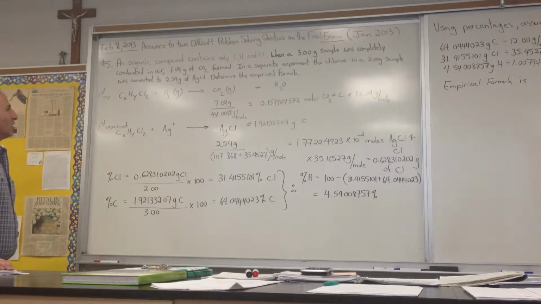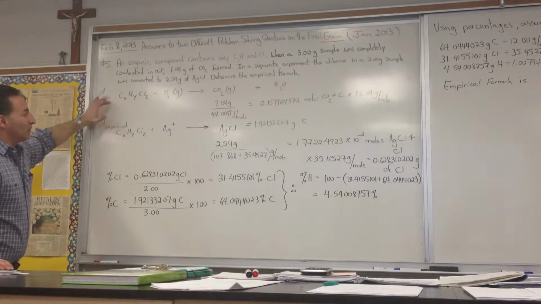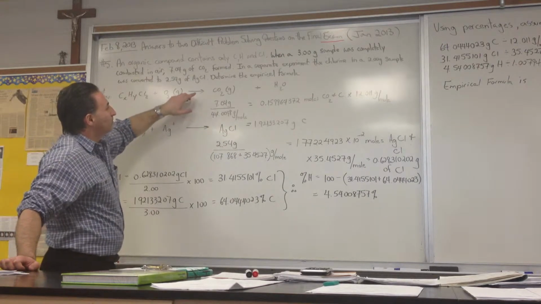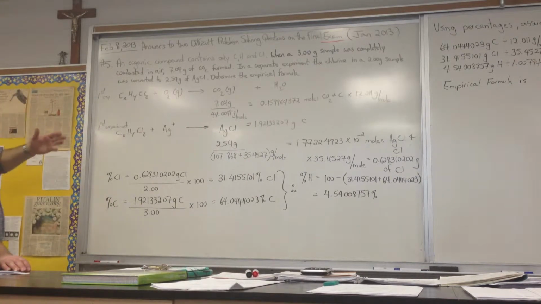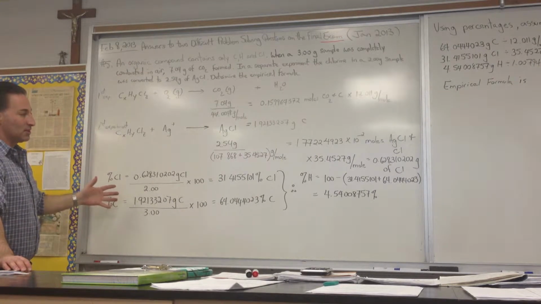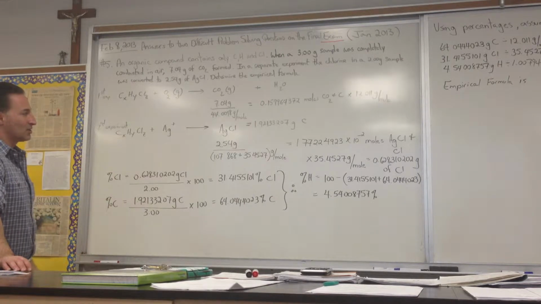So the question says, an organic compound contains only carbon, hydrogen, and chlorine. When a 3-gram sample was completely combusted in air, 7.04 grams of carbon dioxide formed. In a separate experiment, the chlorine in the 2-gram sample was converted to 2.54 grams of silver chloride. Determine the empirical formula. So 2 experiments were carried out, one with a 2-gram sample and one with a 3-gram sample. That prevents us from equating the quantities except if we turn them into percentages. And that's what you had to do to unlock the answer to this question.